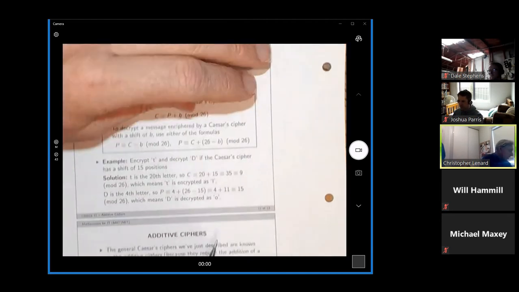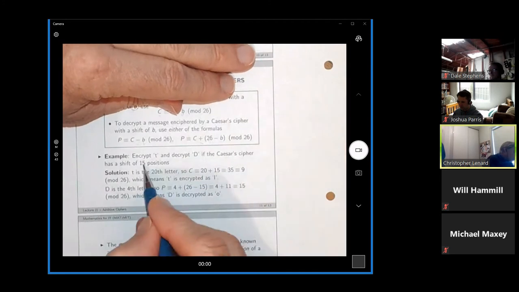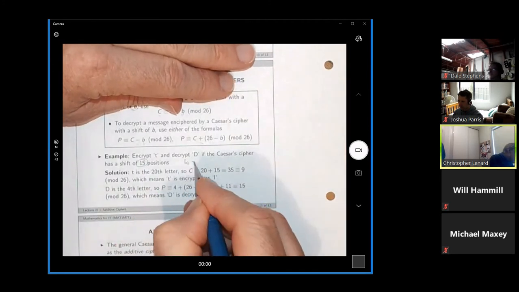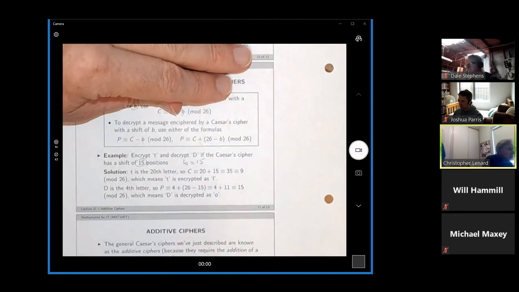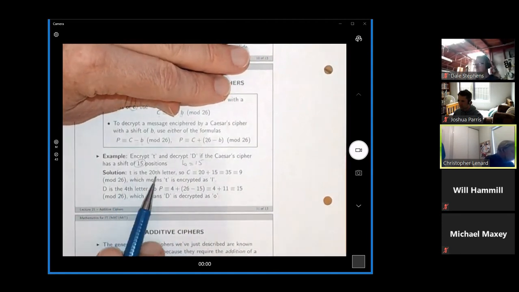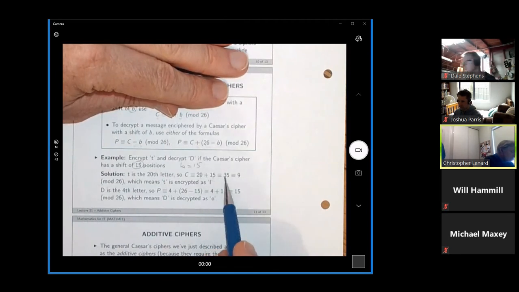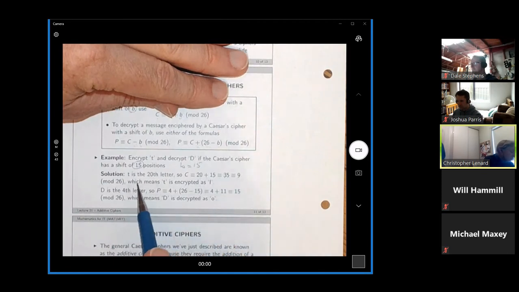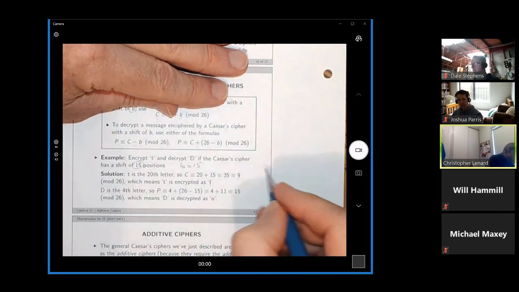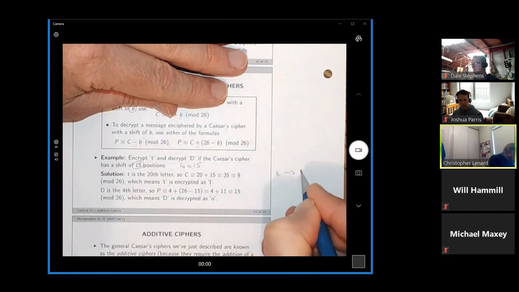So here's a really quick example. Shift of 15 positions. So this is saying the shift value was 15. T is the 20th letter. So we take the 20, add 15. It is 35. Reduce that mod 26, so that's 9. What's the 9th character in the alphabet? It's capital I. Okay, so T gets encrypted to capital I.